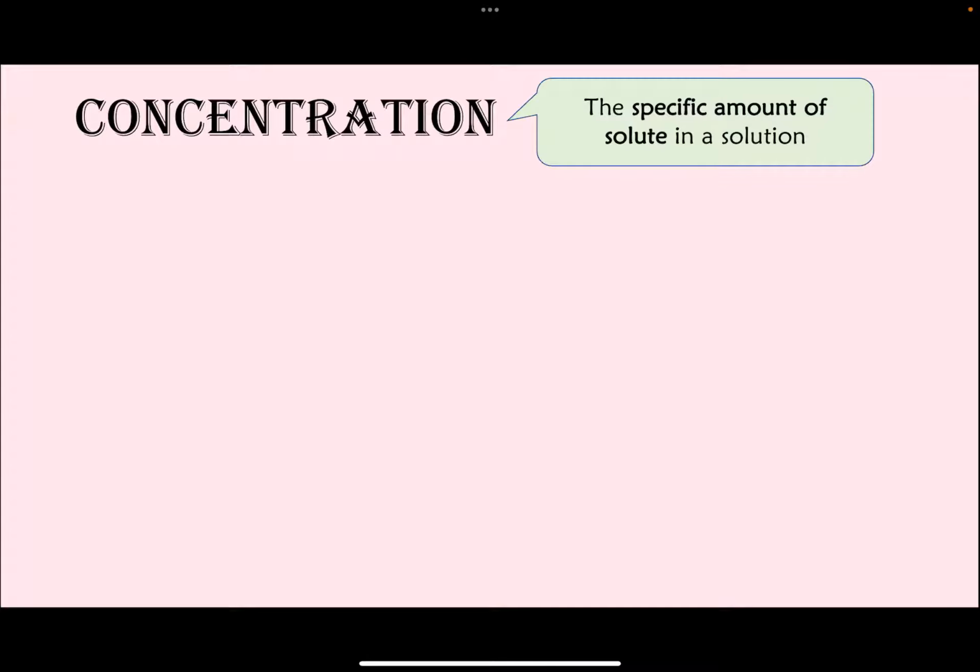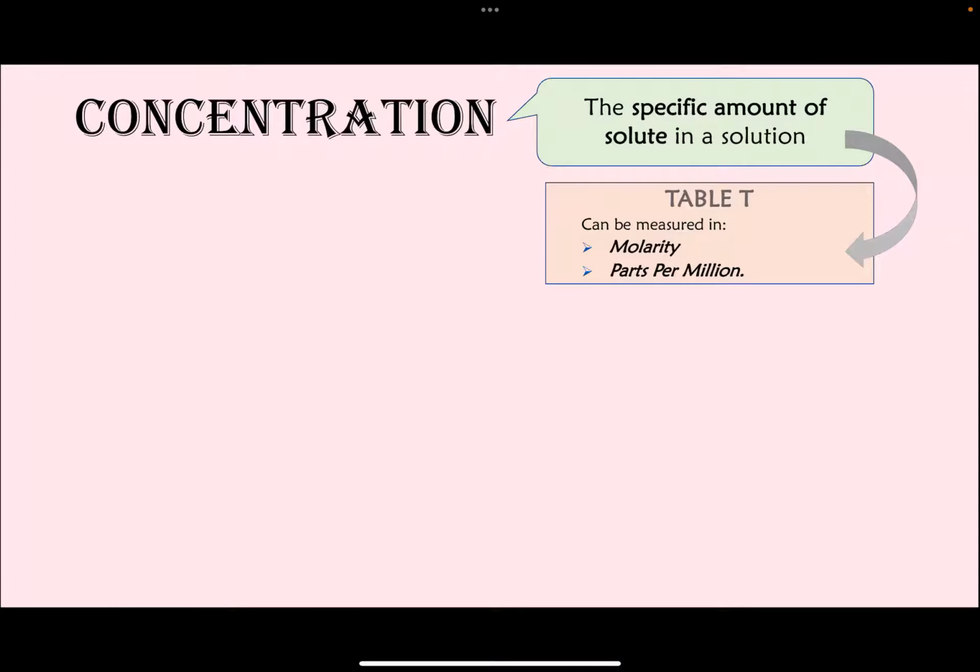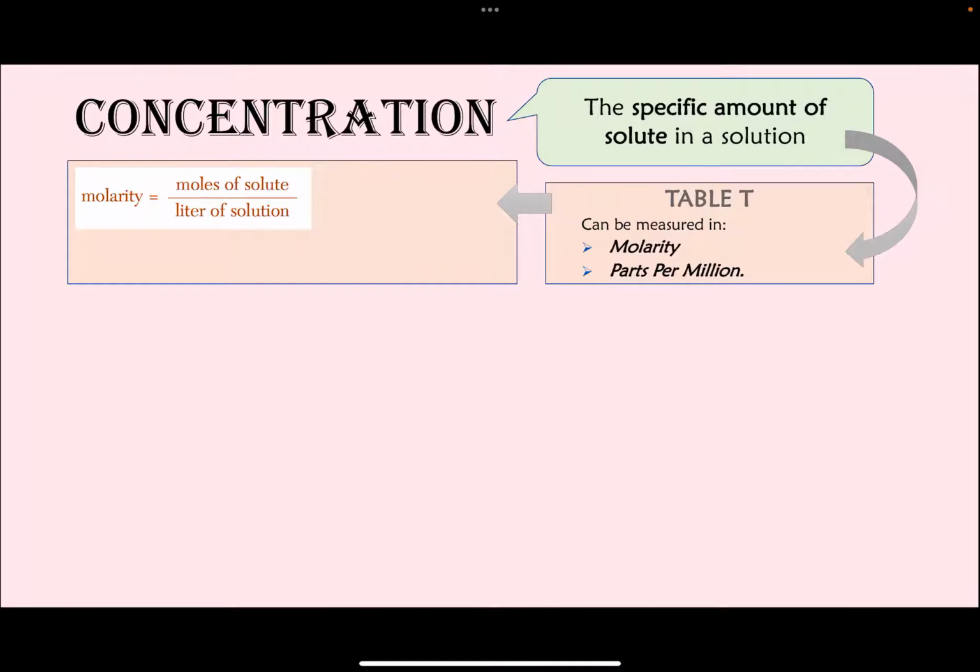All right, so let's talk a little bit more about the concentrations of solutions. Concentration gives us the specific amount of solute that is dissolved in a solution. There are two units that we learned to find concentration. There are definitely more than these two units out there, but we only need to know two of them. The first one is molarity, the second is parts per million. The equations for both of them are given in Table T. And they look like this.